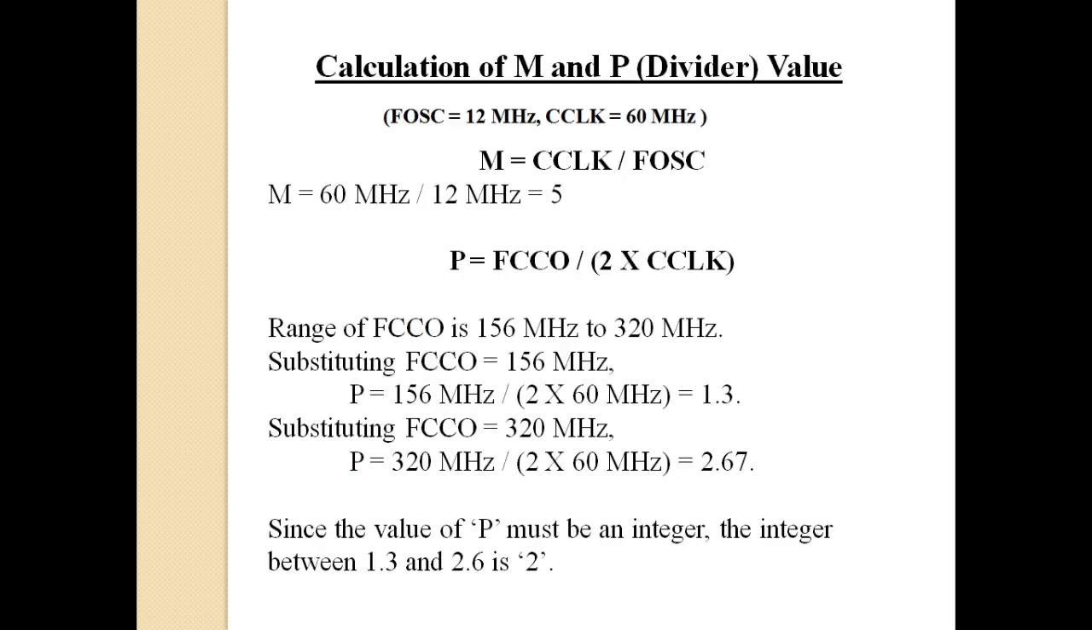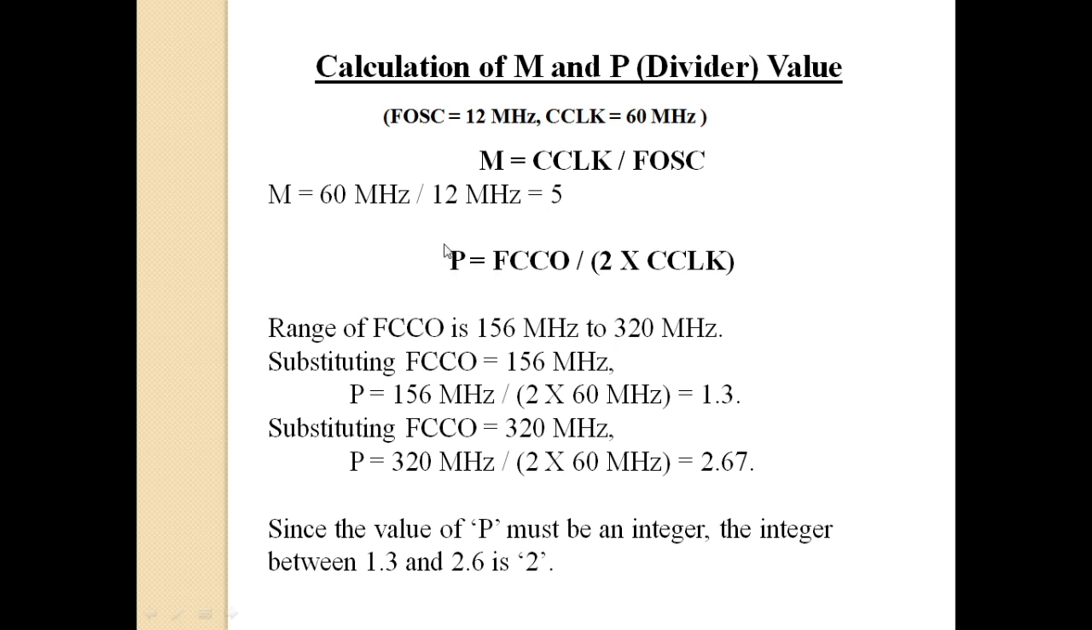Let us take one example. F oscillator is 12 megahertz, and the required CCLK is 60 megahertz. What should be the values of M and P? What should be the value of M from this equation? Same equation: CCLK by F oscillator, 60 by 12 megahertz. You will get it as 5.